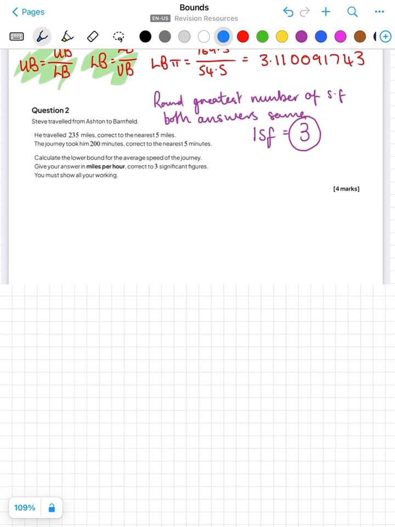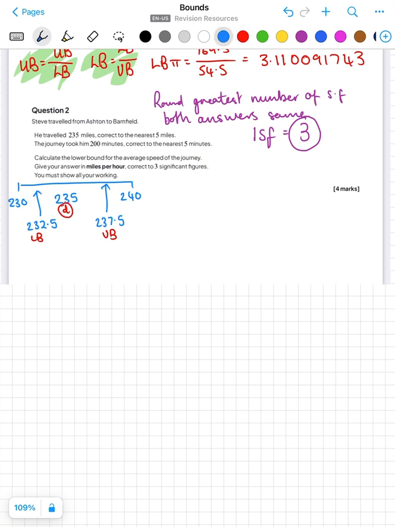Let's try one more bounds question. Steve travelled from Ashton to Barnfield. He travelled 235 miles, correct to the nearest 5 miles. So our scale, we're going difference of 5 miles. That's 232.5 miles and 237.5 miles as our lower bound and our upper bound for the distance.